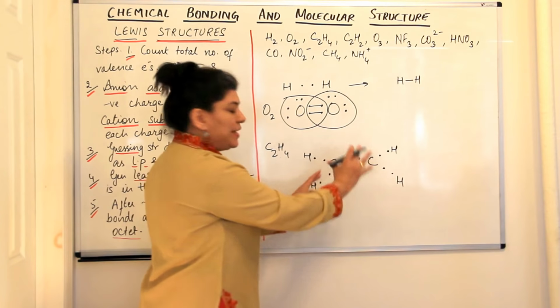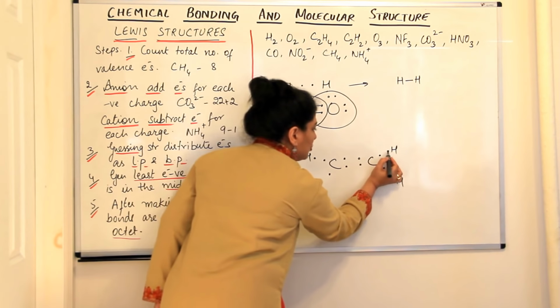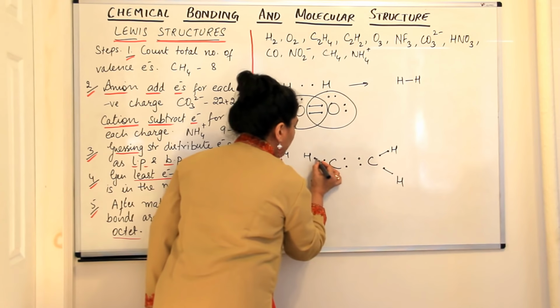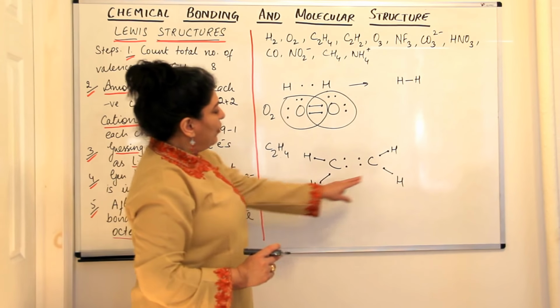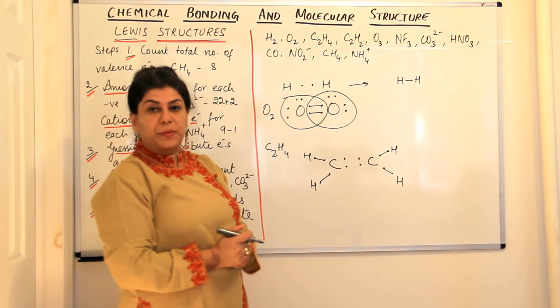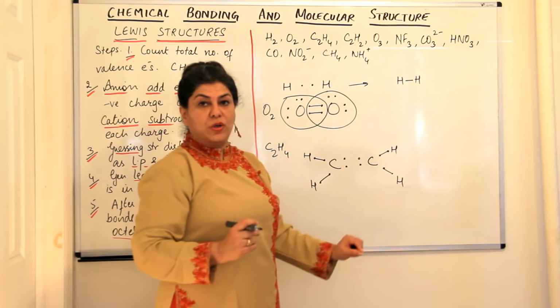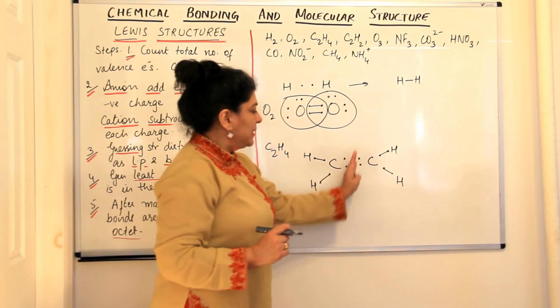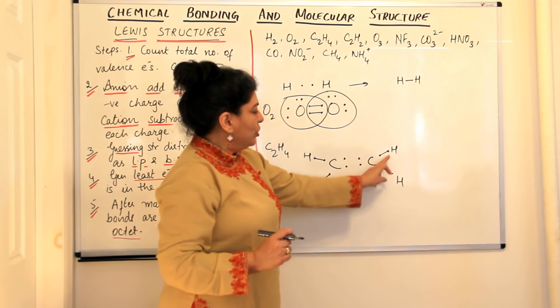So I have positioned them in such a way that every hydrogen forms one bond with every carbon, with both the carbons, one bond here, one bond here. So all the four hydrogens have their duplet completed. We are now left with carbon. Carbon should form four bonds. Two it has formed with these two hydrogens. Let us take this carbon. It has formed two bonds with the two hydrogens.